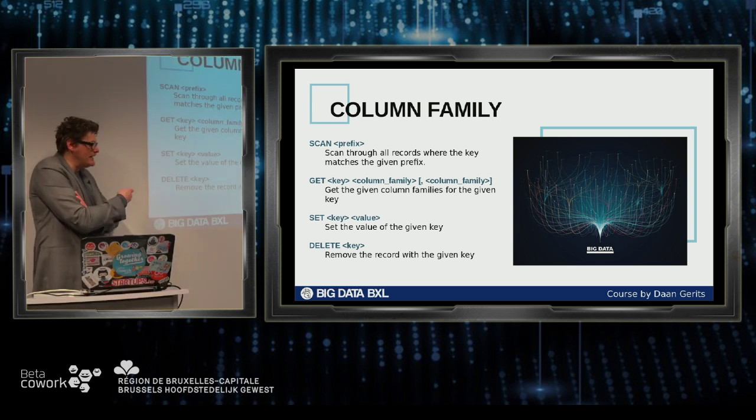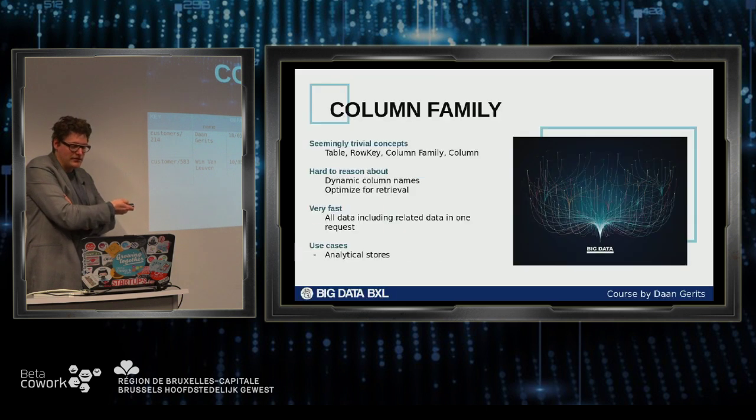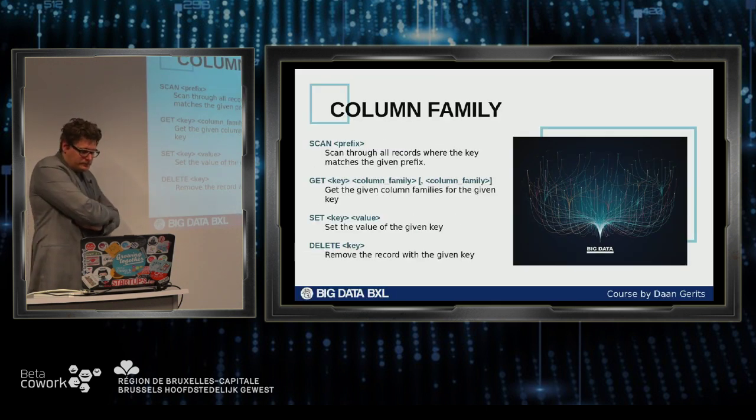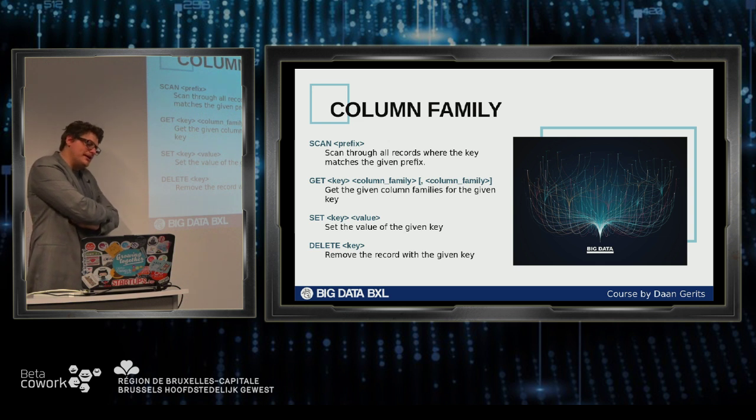So it could very well be that if you do a query, I only want to get the key and the invoices and nothing else. I don't want to get the default information, or the other way around. I can do a get where I get the key and the default and not the invoices. I can do a set, and you have to explain the column family there as well. You set for that specific key, that column family, this specific value.